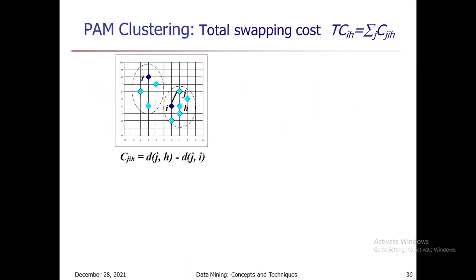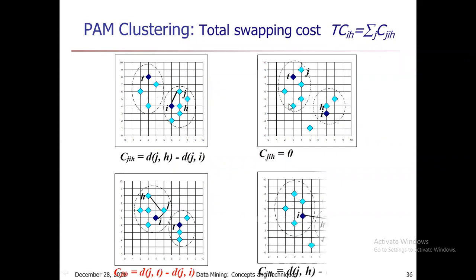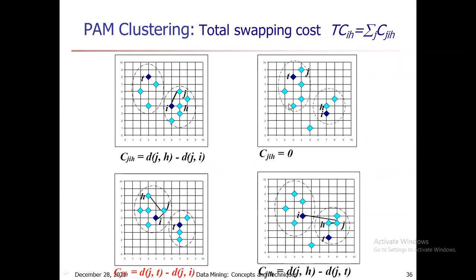So this is how the swapping is done. The total swapping cost TCIH is equal to the summation over J of CJIH, and CJIH is equal to D of J comma H minus D of J comma I. I will give you 2 minutes, just take down this example, which is about the PAM clustering total swapping cost.